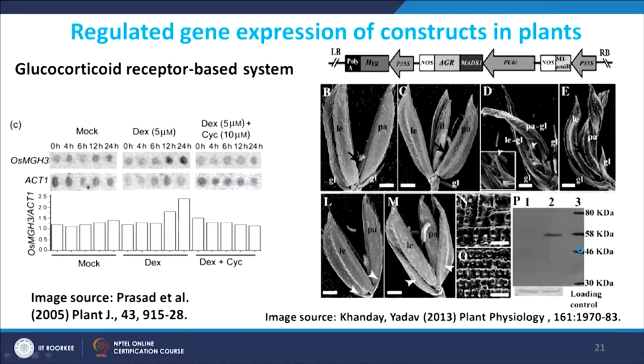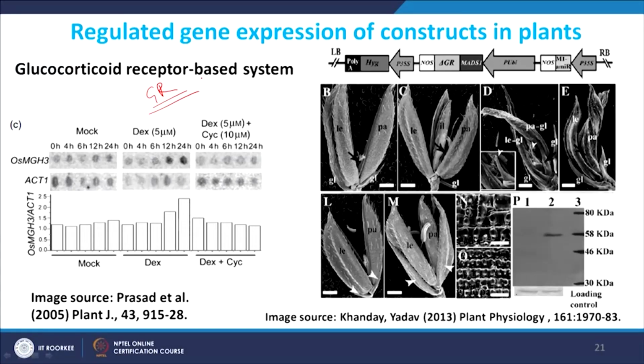For example, if you are studying a transcription factor, there is a system which is very widely used, a glucocorticoid receptor based system. We know that transcription factors have to enter inside the nucleus for activating gene expression, and if you can regulate their translocation between cytoplasm and nucleus, you can regulate their activity. That is done by fusing your transcription factor with a rat or mouse glucocorticoid receptor.